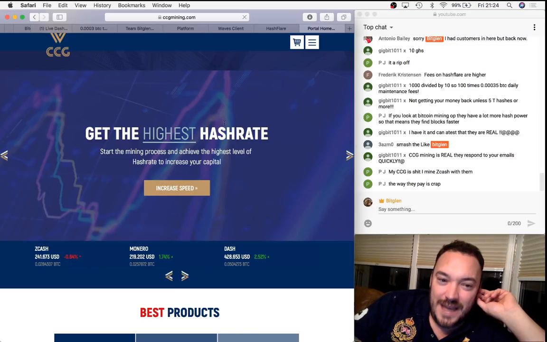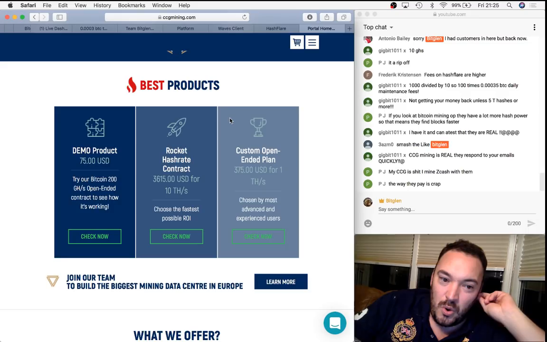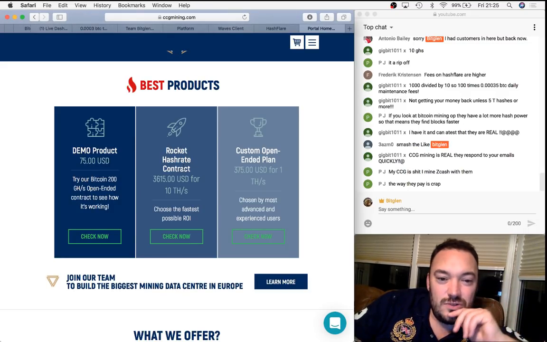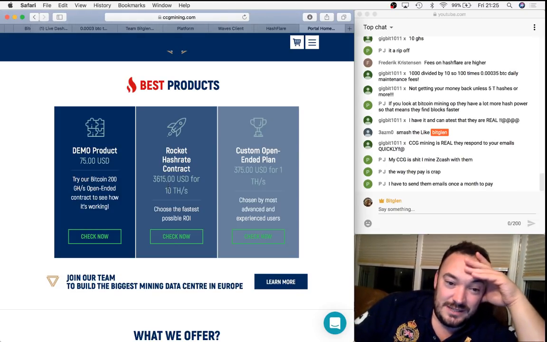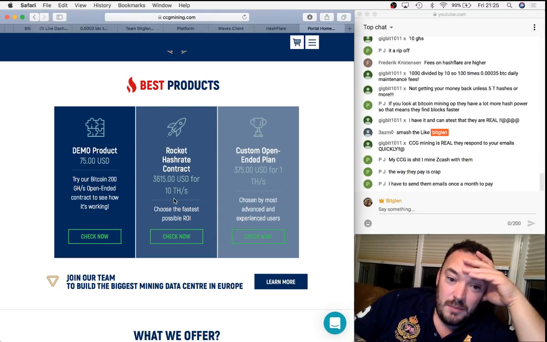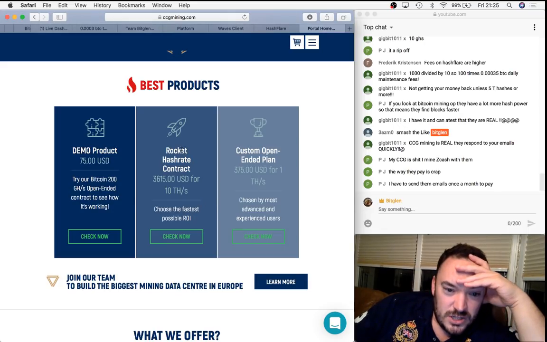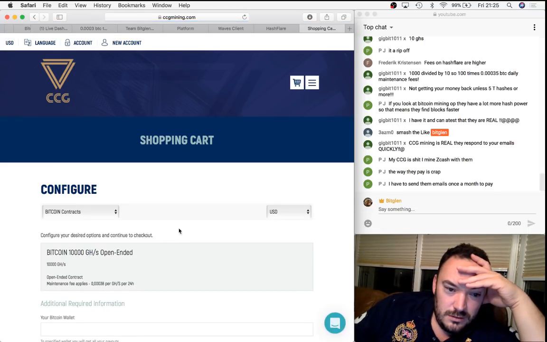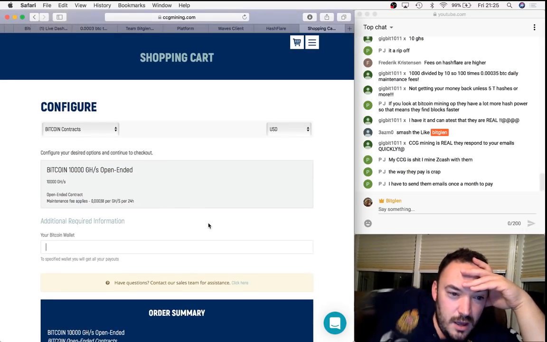Get the highest hash rate. Start the mining process and achieve the highest levels of hash rate to increase your capital, which basically says to me, buy more. Demo rocket hash rate contracts, $3,600 for 10 terahash, which works out 360. So again, 3 times the price. But then based on what Gigabit is saying, they're lifetime contracts. No, actually, is this? Yeah, it's an open-ended contract.